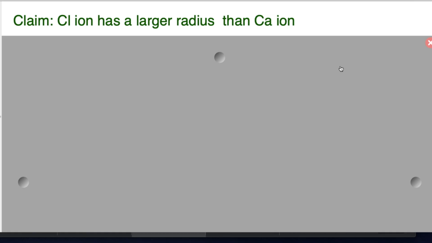The Cl ion, notice I didn't say what the charge of the ion is, has a larger radius than the Ca ion. So at this point, hopefully they've been doing electron configurations, not just for atoms, but also for ions. So they should know that Cl has a charge of -1 and Ca has a charge of +2. So you can give them the claim, or you can ask them to make the claim, or you can have them look up the data for the claim.